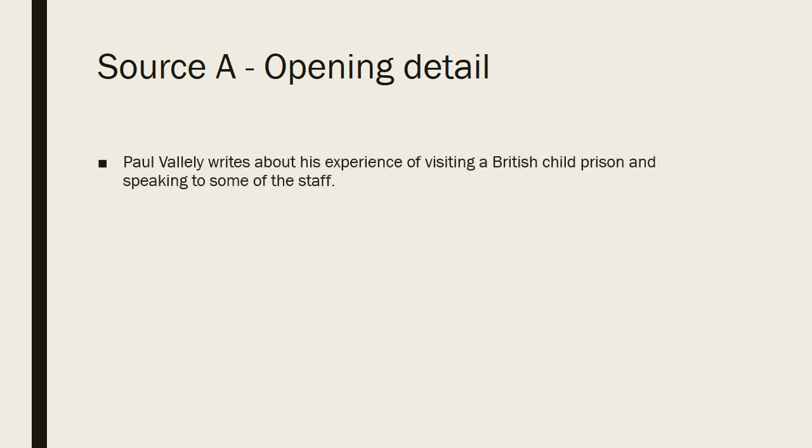So if we look at this example, the first thing we're told is that this is a man called Paul Vallely, and that he's writing about his experience. Okay. So there we go, it's a first person narrative about his experiences. So his ideas, his arguments are going to come out of his own experiences. His experience of visiting a British child prison and speaking to some of the staff.